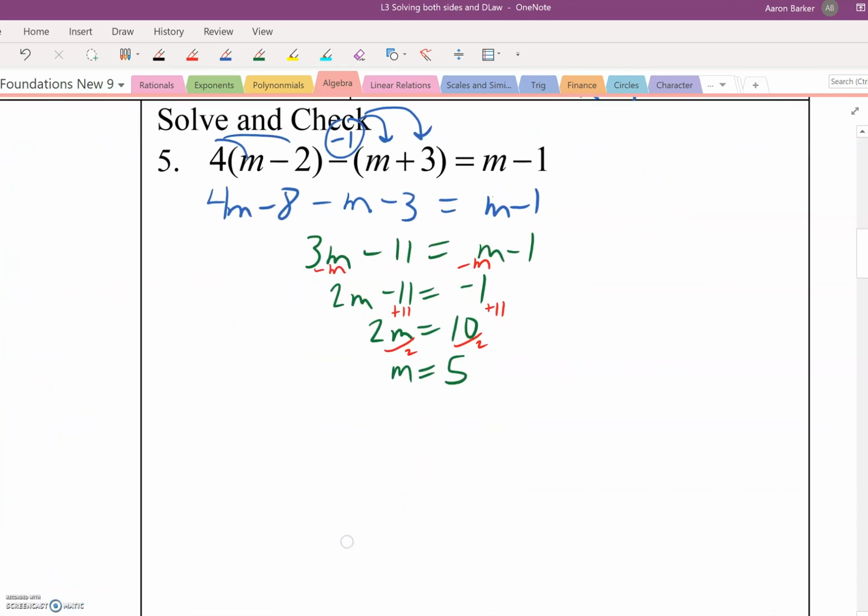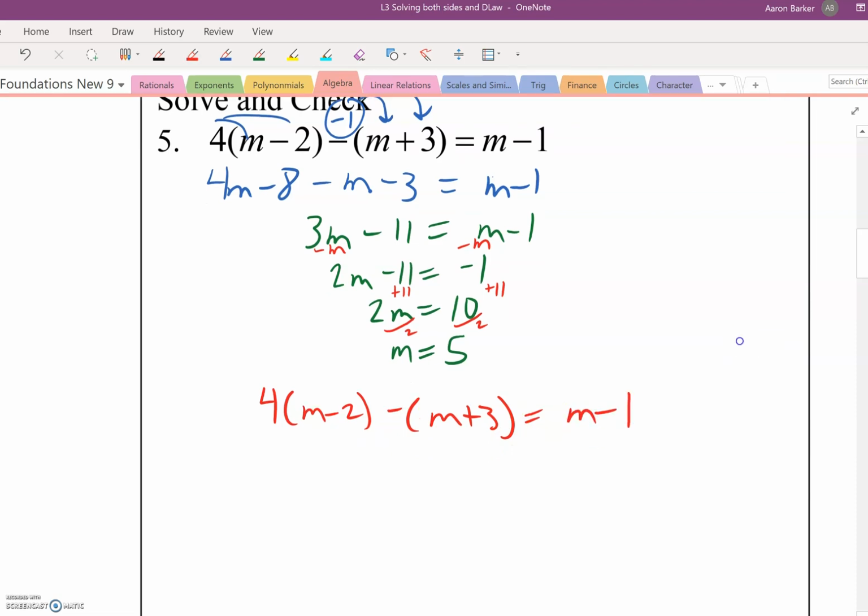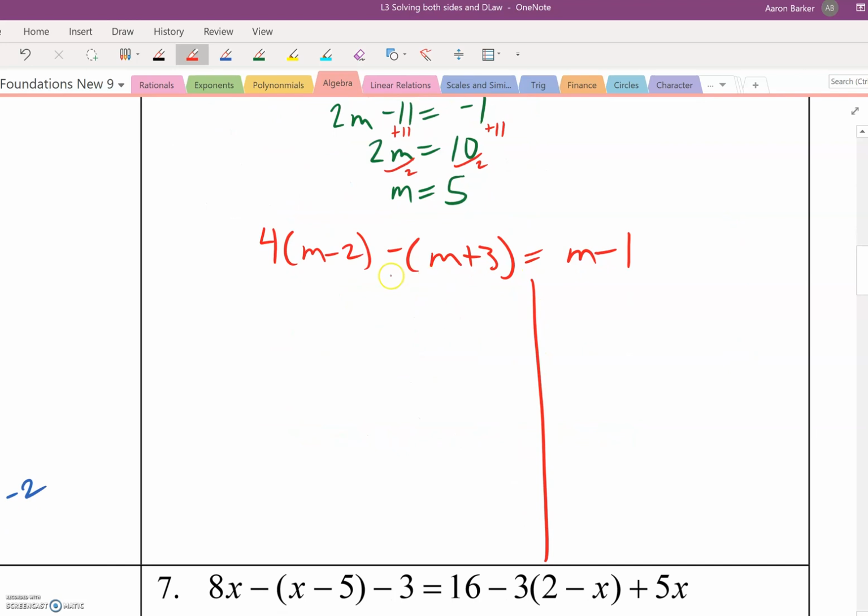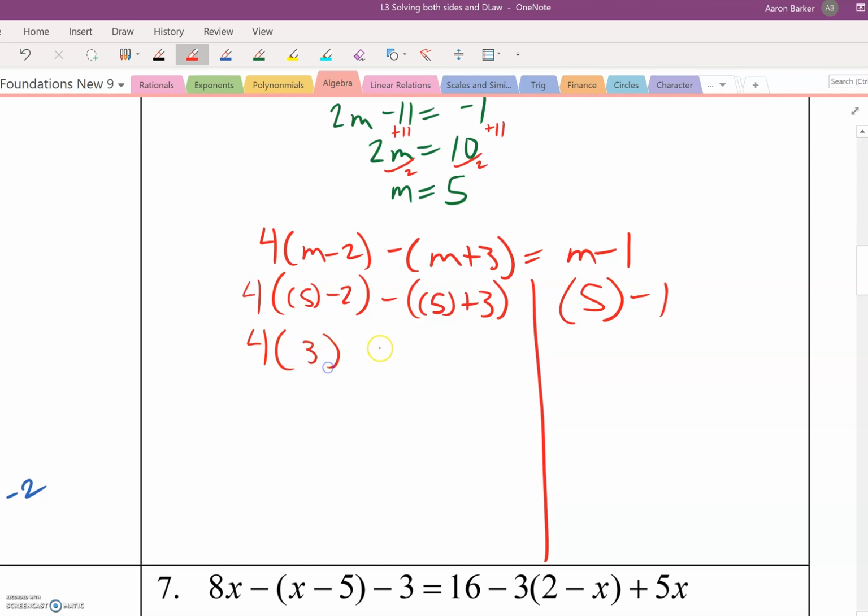Now I got to do my check, so I'm going to substitute into the original. 4 times m minus 2 minus m plus 3 equals m minus 1. And great wall of check. I substitute in 5. Always use brackets when I substitute. And sometimes you're going to get these double brackets. It's okay. You can handle it. So we're going to get 4 times 3 minus 8. 12 minus 8. And I get 4 as my answer.